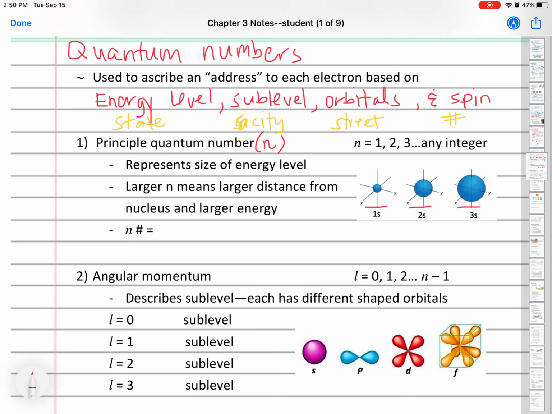So the larger the n is, the further away that energy level is from the nucleus, and the larger that energy level is. The n number can be any integer, by the way. So n can be any integer starting at 1: 1, 2, 3, 4, 5, 6, whatever. And that number also represents the number of sublevels that the energy level has. So energy level 1 only has 1 sublevel, but energy level 3 has 3 sublevels.